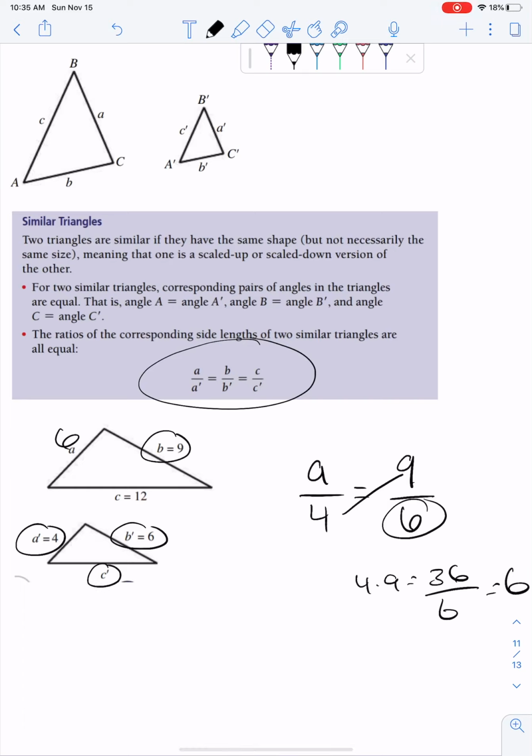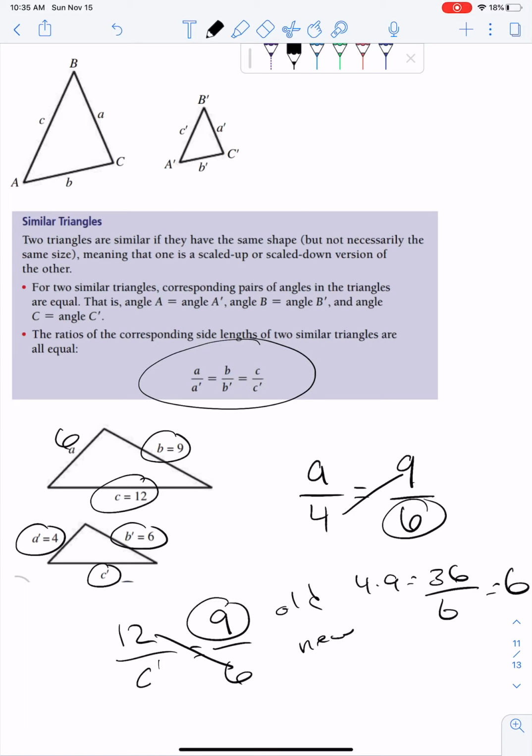Now to find C, well, I know that C on the old one is 12, but I'm looking for C on my new one. So I've got to use one of my other sides. My old B was 9. My new B is 6. So as long as I'm putting the old on the top and the new on the bottom. So again, I'm going to cross multiply and divide. That's all I have to do. So 12 times 6 is what? 72 divided by 9. That means C prime is equal to 8.